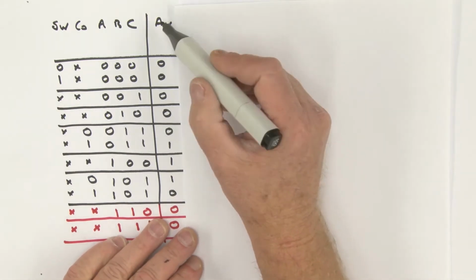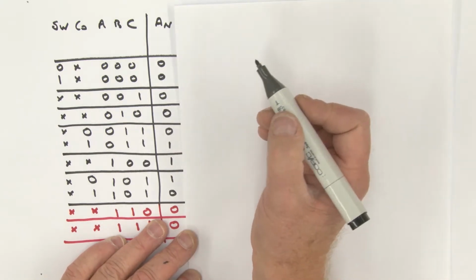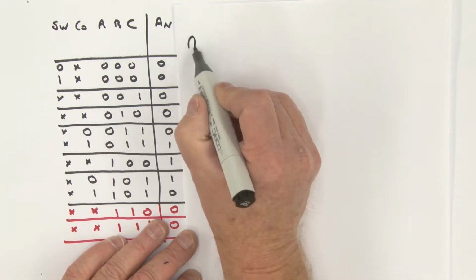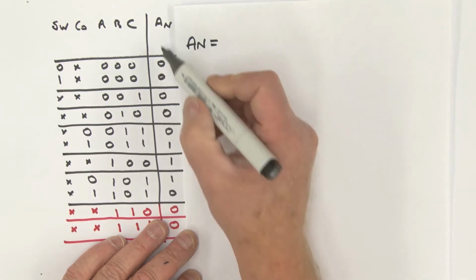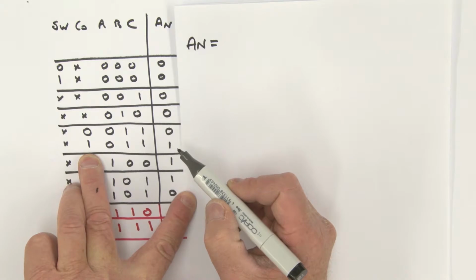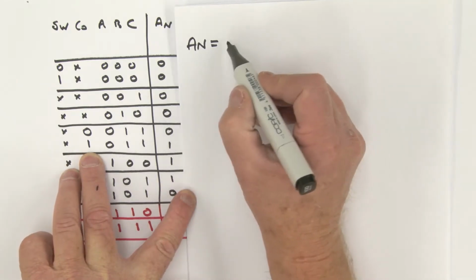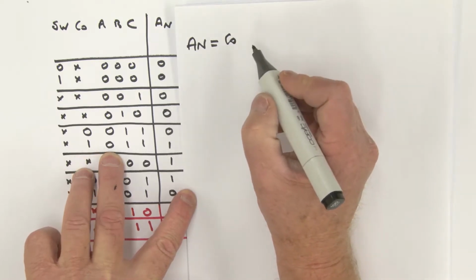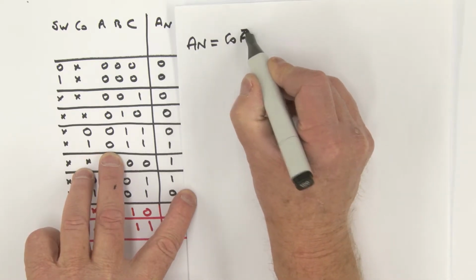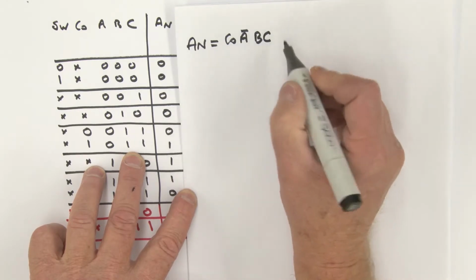Okay, let's see if we can write down a Boolean equation for AN, in a sum of products form. So AN is equal to, come on down the column, we hit the first one here, read off what that product term is. Don't care about SW, but we've got a carry out. So that's CO, that is what? A bar, and that is B, and that is C.